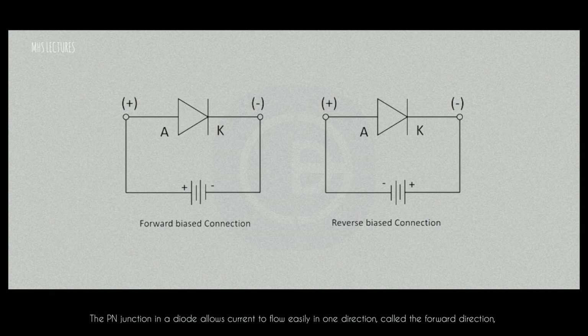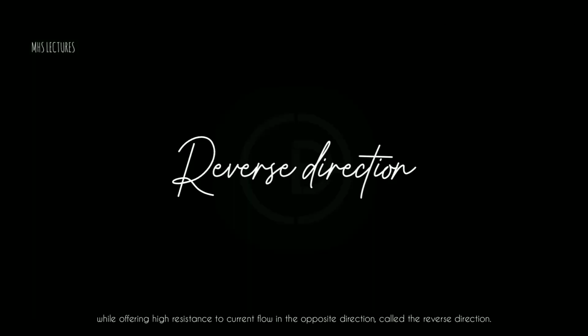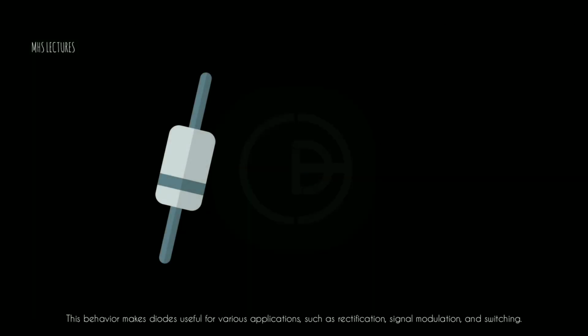The p-n junction in a diode allows current to flow easily in one direction, called the forward direction, while offering high resistance to current flow in the opposite direction, called the reverse direction. This behavior makes diodes useful for various applications, such as rectification, signal modulation, and switching.